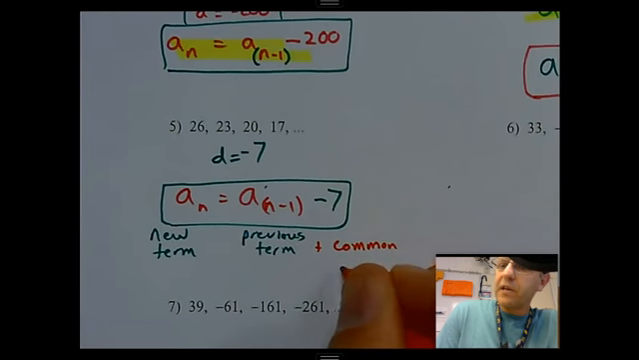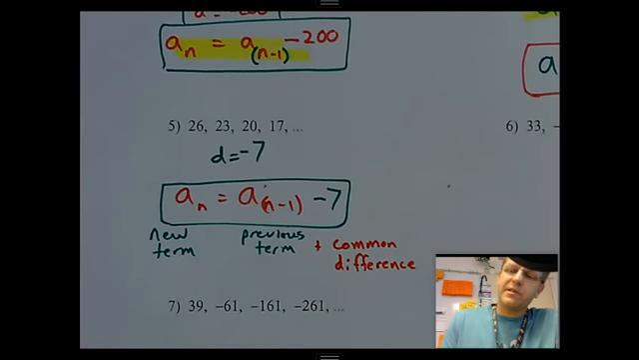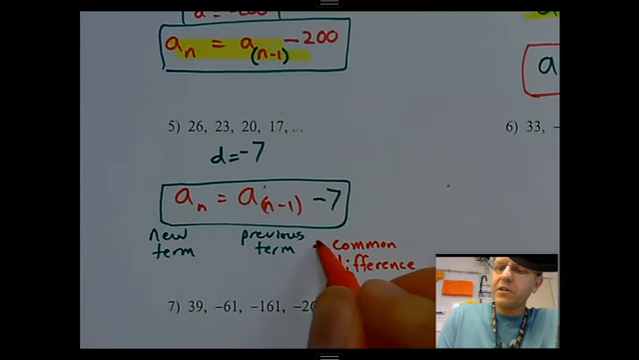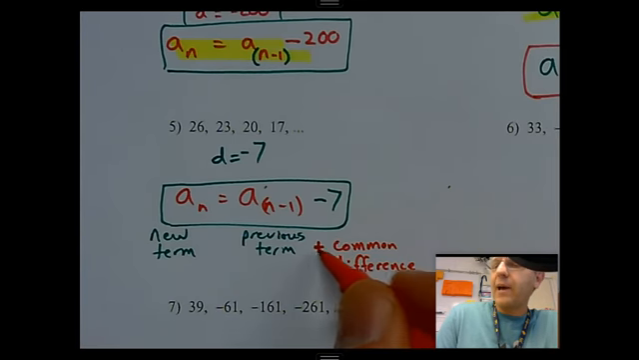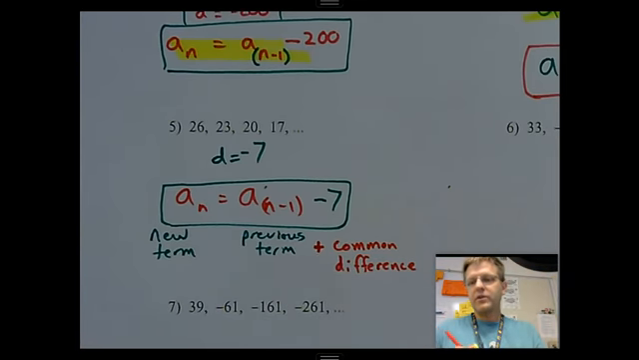And you say, well, isn't that minus? Well, yeah. If it's going down, you're going to subtract. If it's going up, you're going to add. But when we're talking about the general rule, we're adding the common difference. You can be adding a negative number. Anyway, don't let that bother you. You're just putting the common difference at the end.